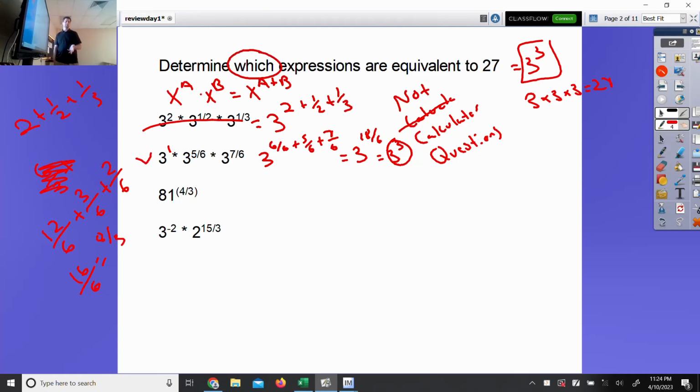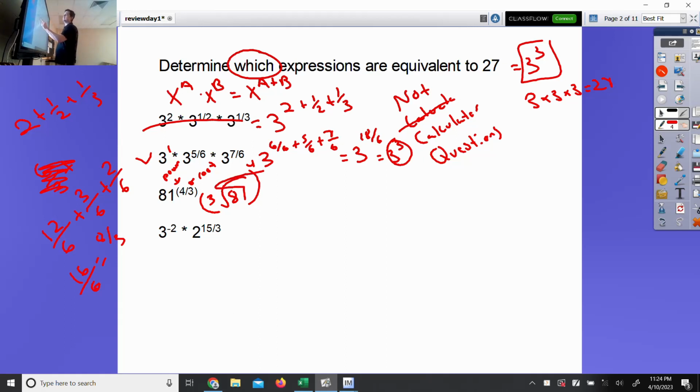And it says which. There might be another one. There might be. 81 to the 4/3. Again, this is the power. This is the root. Yeah. Ugh, that's going to be ugly. I don't even think it's doable. This would be the 3rd root of 81 all to the 4th. It's not going to be 3 cubed.